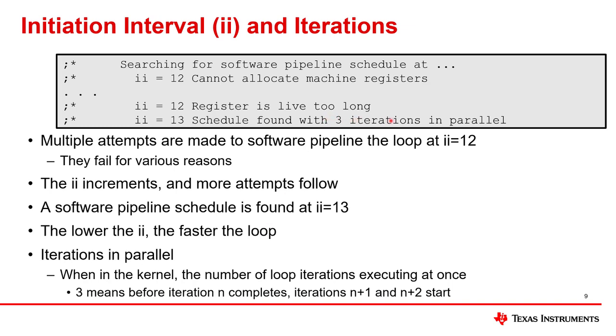Now, we try very hard not to increment the II because the lower the II, the faster the loop, okay? This bit at the end here about iterations in parallel, what does that represent? Well, when you're in the kernel of the loop, how many iterations of the loop are executing at once. In the specific case of 3 iterations, that means before iteration n completes, iterations n+1 and n+2 get started.